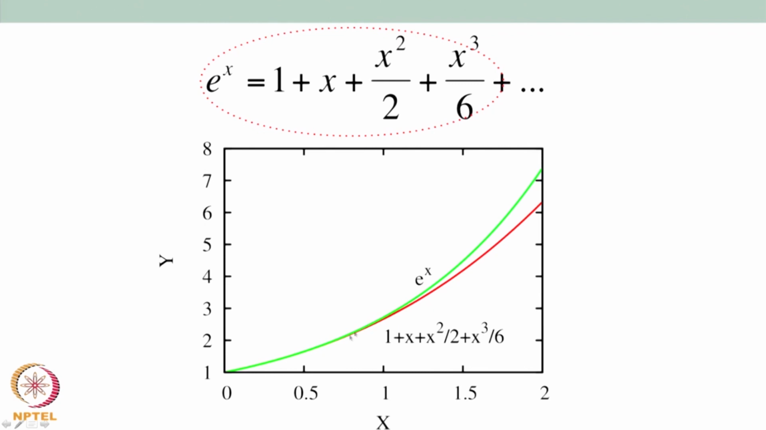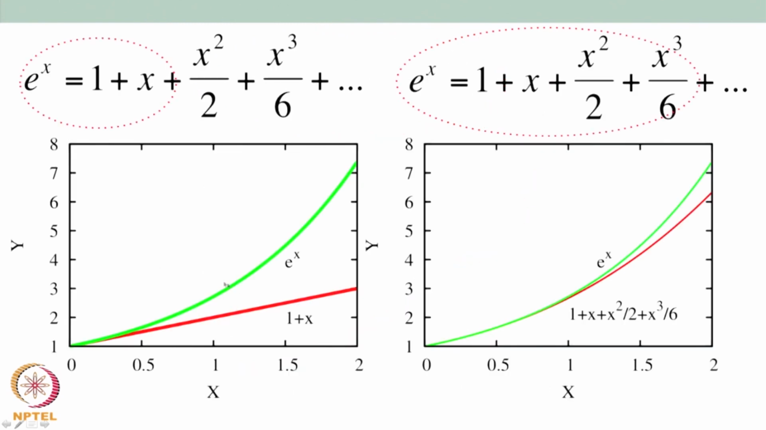For much larger values of x, where this is below 1, you can see that they match. But then again, it did start deviating for larger values of x. So these approximations will work for small values of x, and for large values of x, you would need to take more and more terms in this infinite series.